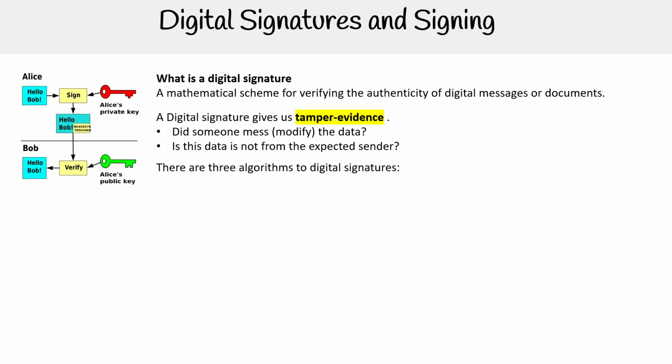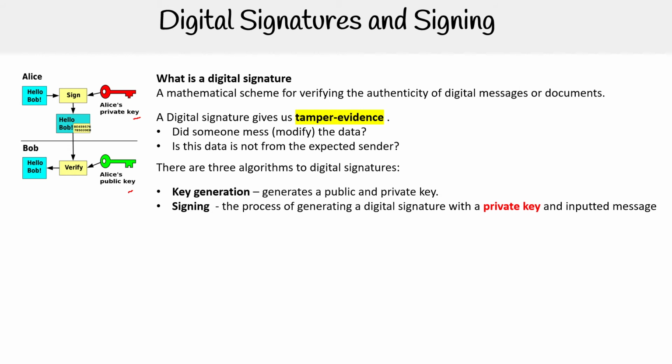There are three algorithms to digital signatures, and there is a visual example that I got from Wikipedia. I couldn't be bothered to make an image today, but the idea is you have key generation, which generates a public and private key. So there are our two keys, public and private.